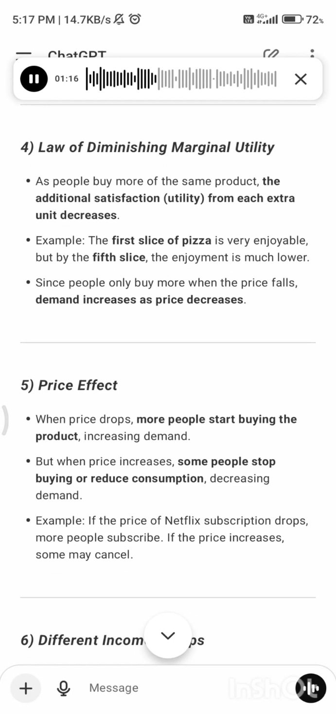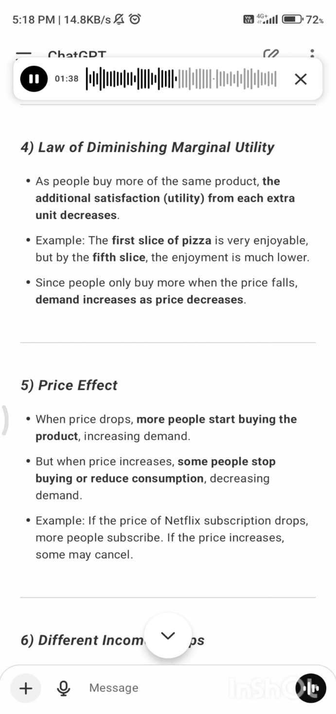4. Law of diminishing marginal utility. As people buy more of the same product, the additional satisfaction, utility, from each extra unit decreases. Example: the first slice of pizza is very enjoyable, but by the 5th slice, the enjoyment is much lower. Since people only buy more when the price falls, demand increases as price decreases.